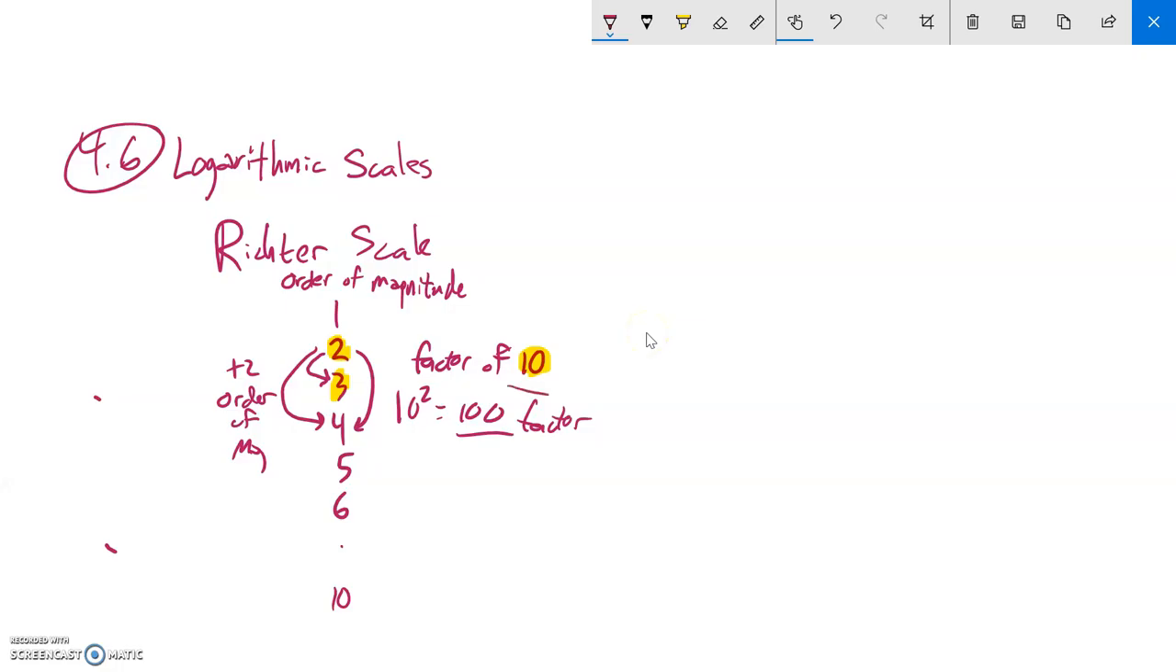Decibel, the way that we measure sound, is a type of logarithmic scale. pH is another type of logarithmic scale. So basically on the Richter scale, every time you go up by 1 on the order of magnitude, you're actually increasing by a factor of 10.